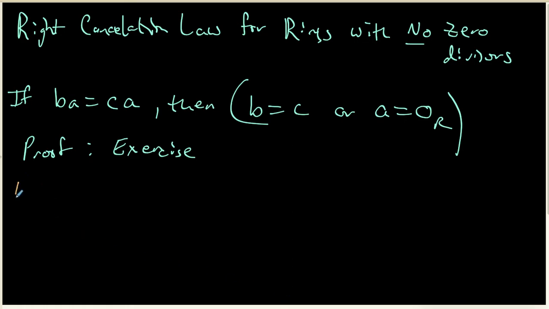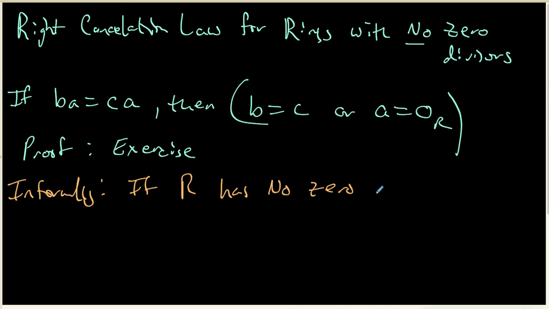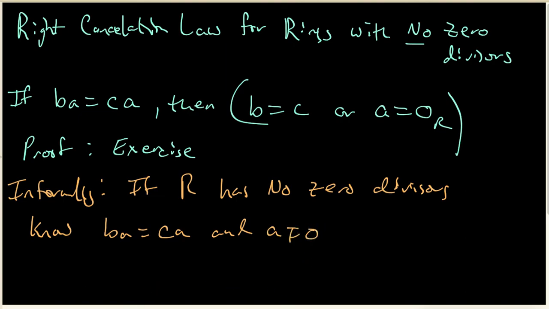So let's see. Informally, if we're in a ring with no zero divisors, and we know BA is equal to CA, and we also know A is not equal to 0, then we can informally say those A's can be canceled out to get B is equal to C. So now what I want to do is look at cancellation laws in commutative versus non-commutative rings.